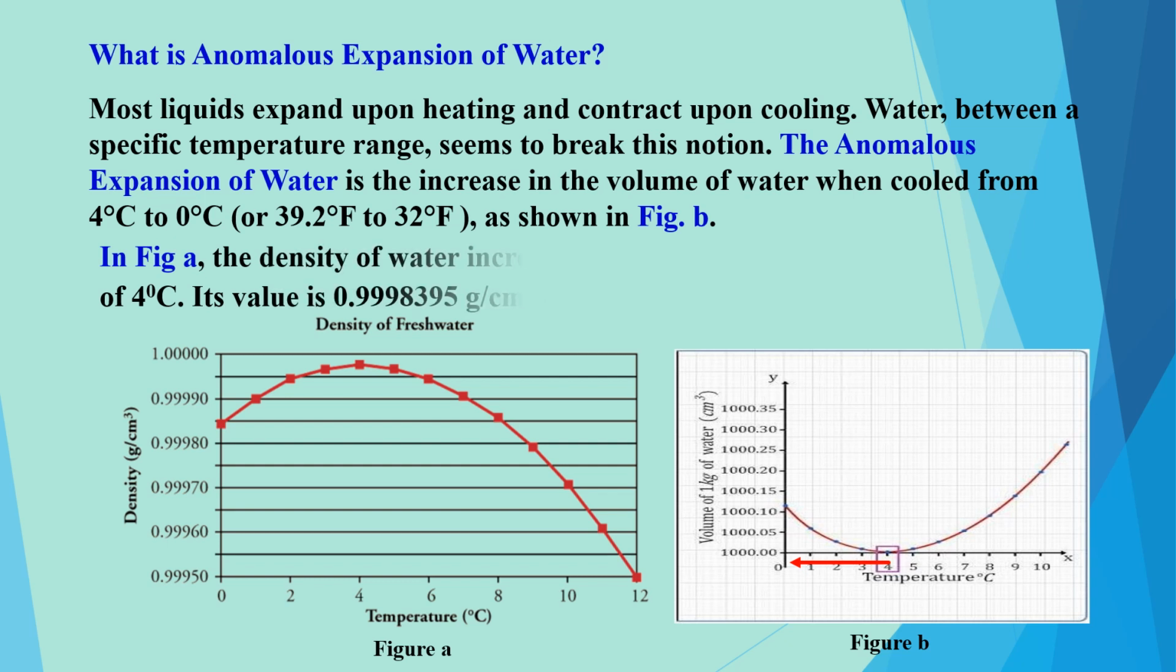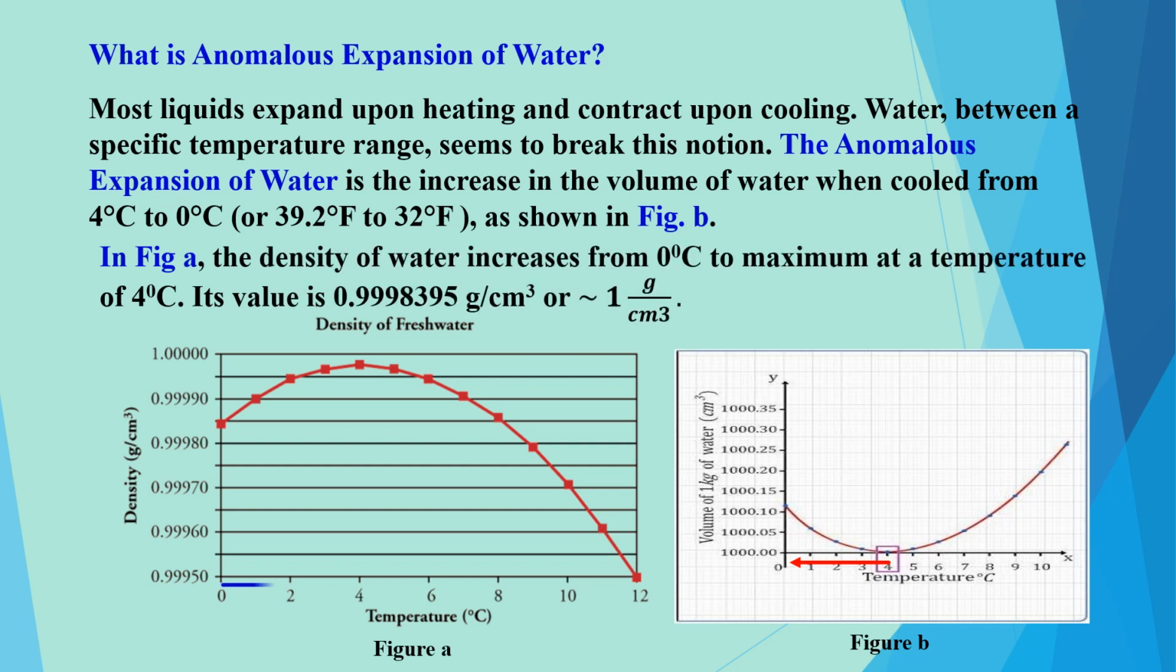In Figure A, the density of water increases from 0 degrees Celsius to a maximum at a temperature of 4 degrees Celsius. Its value is 0.9998395 gram per cubic centimeter, or approximately 1 gram per cubic centimeter.